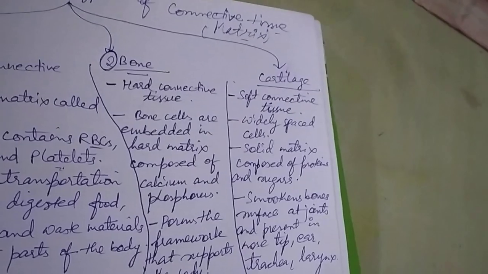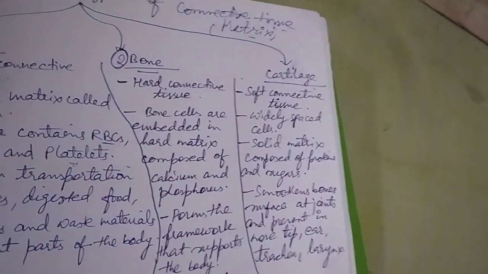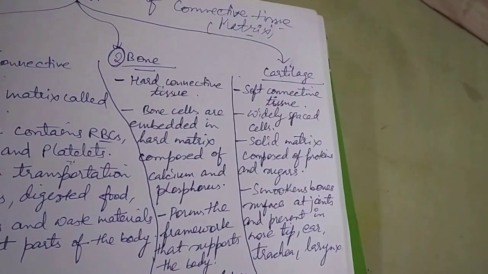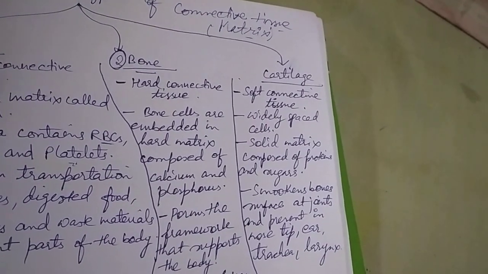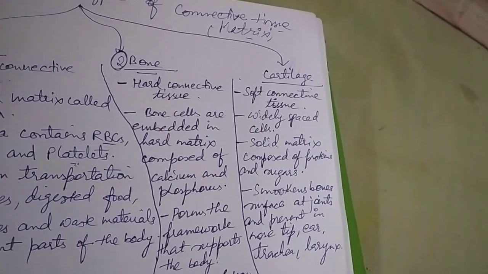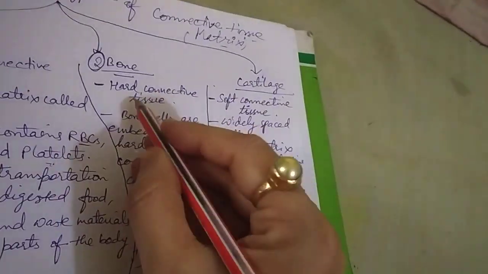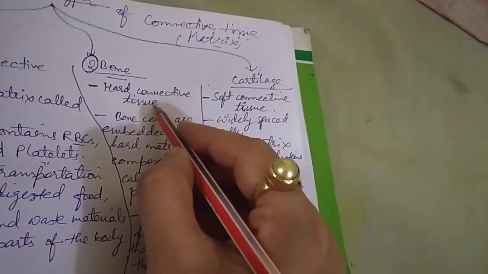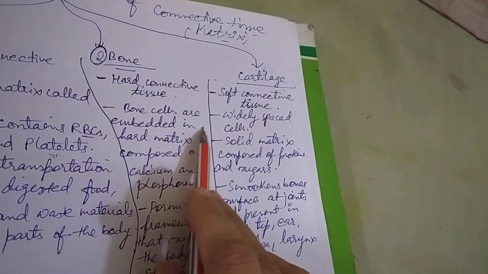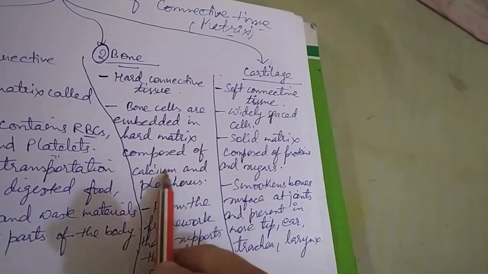You will be surprised to know that bone is also a connective tissue. Okay, but I have told you it has a matrix. Its matrix is very hard. It's solid in structure. That's why it is known as hard connective tissue. Bone cells are embedded in a hard matrix composed of calcium and phosphorus.